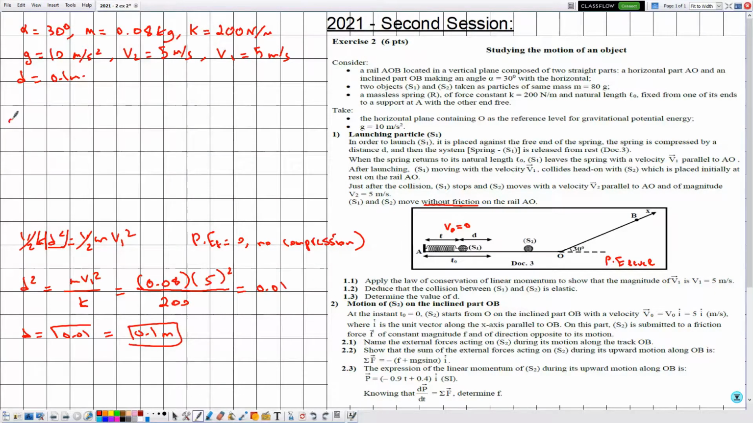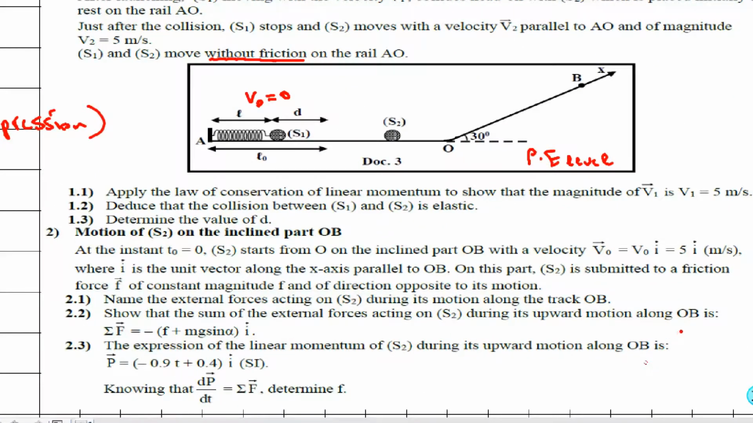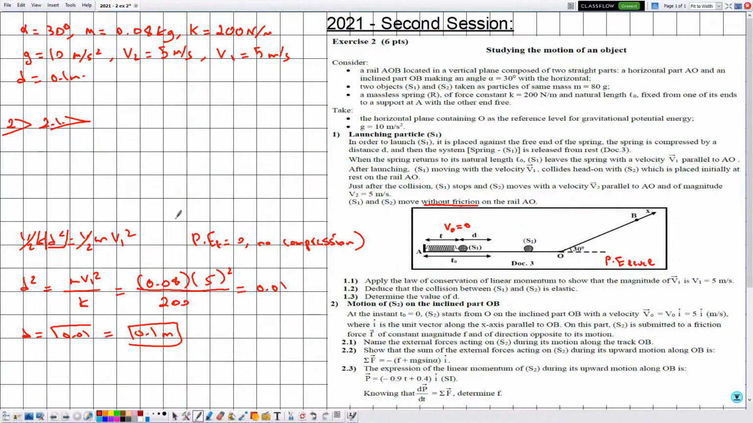Now we are in part 2.1. They are telling us to name the external forces acting on S2 during its motion along the track OB. Notice that they didn't tell us to represent these forces. So when S2 is at this point, for example, between O and B, because it has a mass, it will be subjected to the weight. Because there is a support, it will be subjected to the normal. And because there is a friction opposing the motion, there is friction. So S2 is submitted to three forces given by its weight W, the normal N, and the friction F.